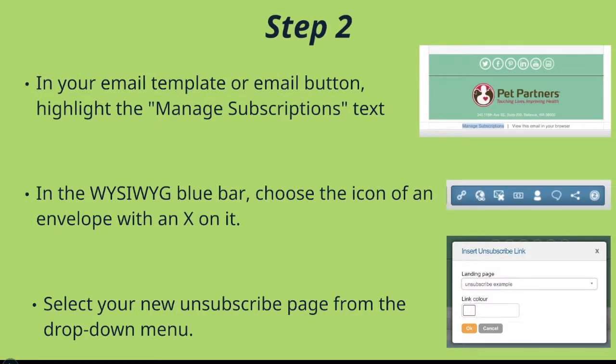Once your page is live, if you want to link to it from your emails, you'll go into your email template, or your email that you're creating, and highlight a Manage Subscriptions text area. Then in the WYSIWYG blue bar, you'll choose the icon of an envelope with an X over it. A new pop-up will appear, and you'll be able to select your new unsubscribe page from the drop-down menu. You'll know you've created it correctly because it'll show just the landing page name and none of the opt-ins will be visible there.